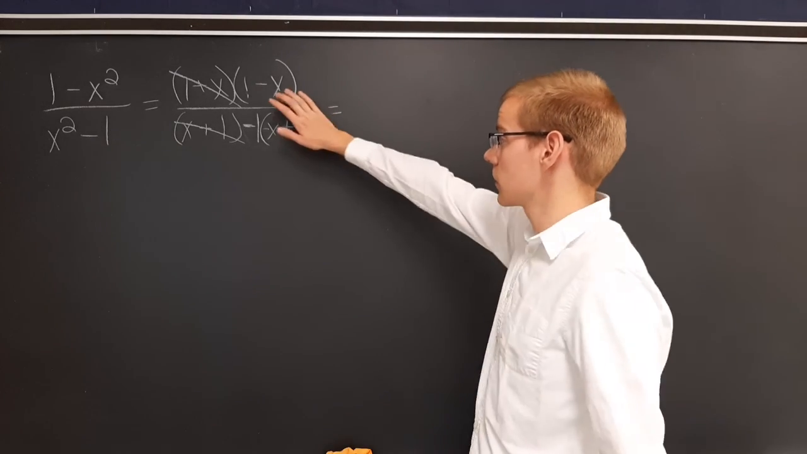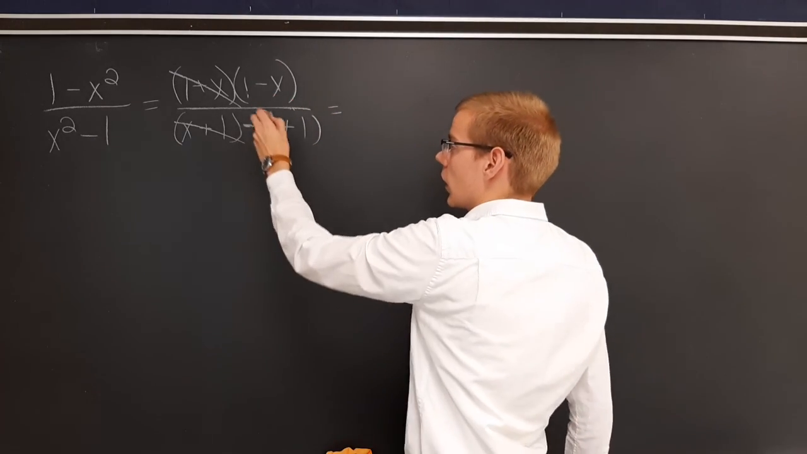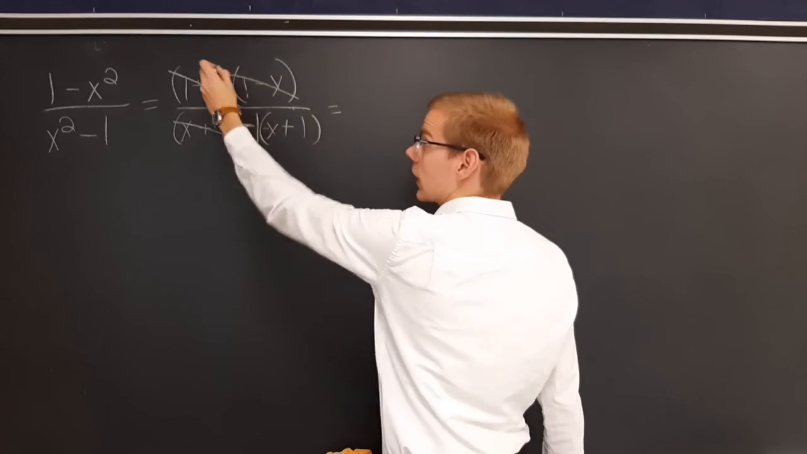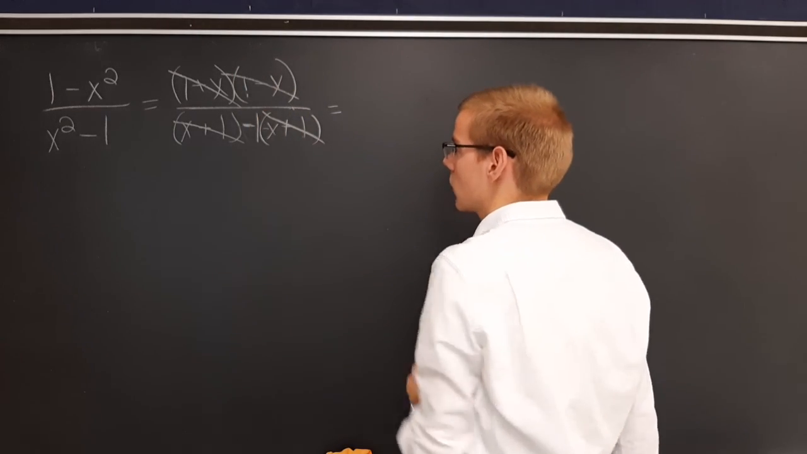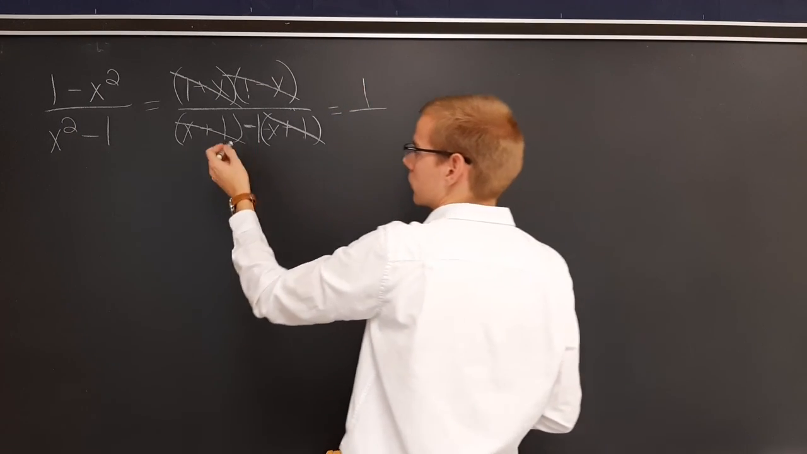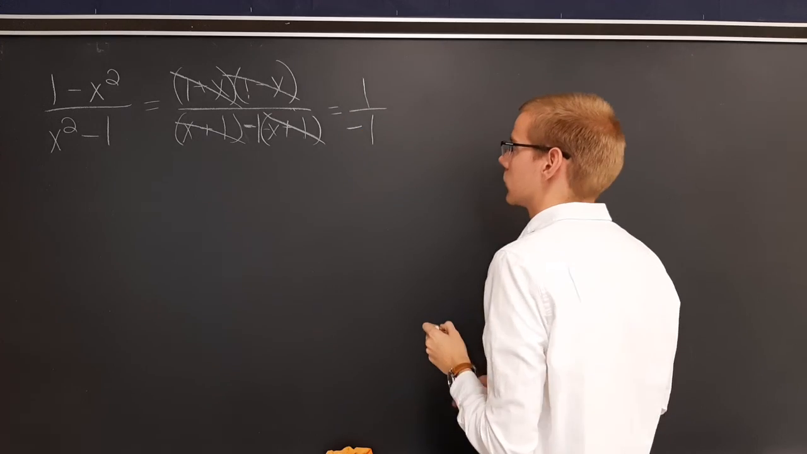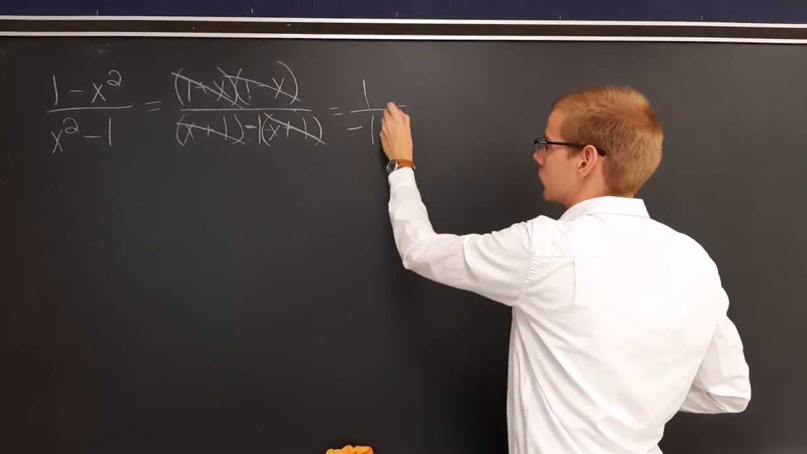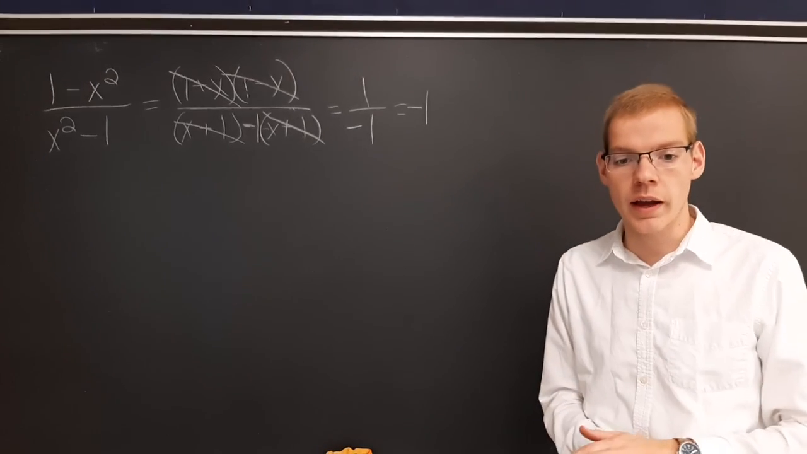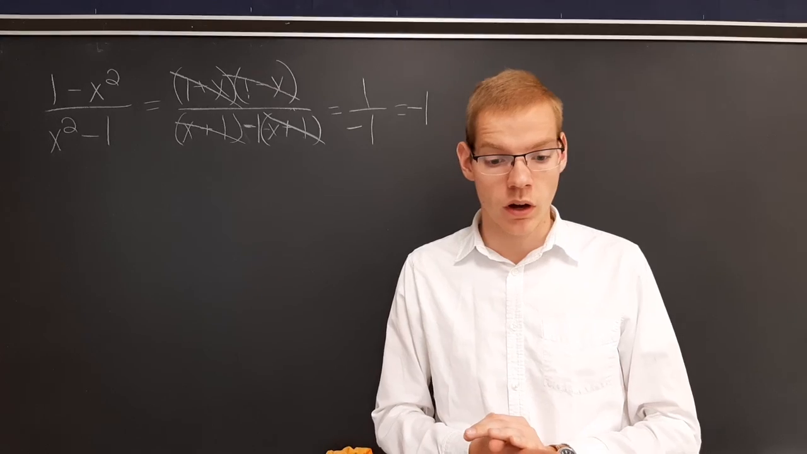Now, can we simplify these two now? We have a +1 and a +1, a -x and a -x. Yes. Go ahead and cross those out. And what do we have left? Is a 1 at the bottom. So, a -1. 1 divided by -1 is -1. There you go. So, go ahead and do the rest on your own.